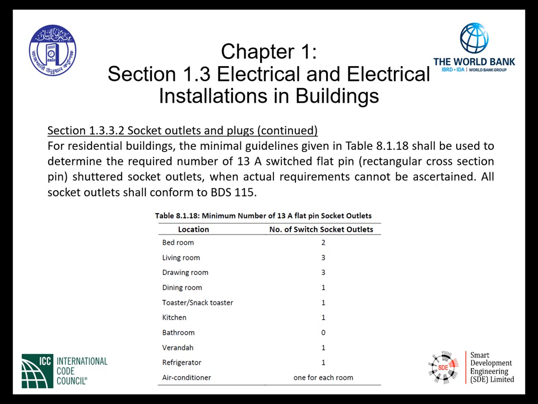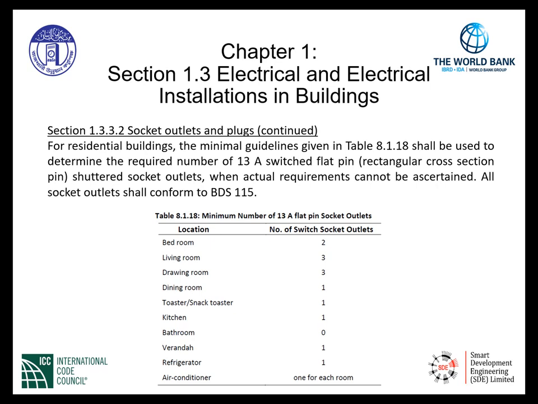Viewing Table 8.1.18 below, titled Minimum Number of 13 amp Flat Pin Socket Outlets, we look at the residential type of occupancy. The locations are given below: bedroom, living room, drawing room, dining room, toaster, kitchen, bathroom, veranda, refrigerator, air conditioner. On the right-hand side of the table, the number of switch socket outlets is provided based upon the specific location in the residential building. As an example, in a bedroom, we must have a minimum of 2 switch socket outlets.